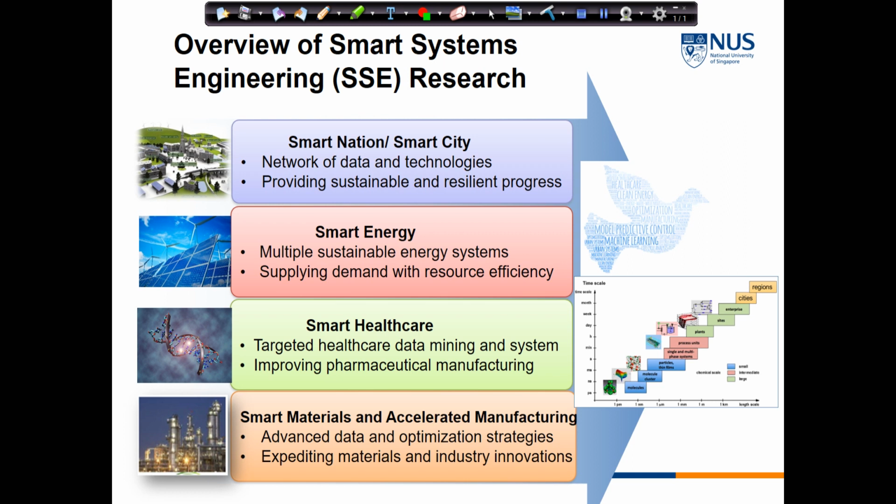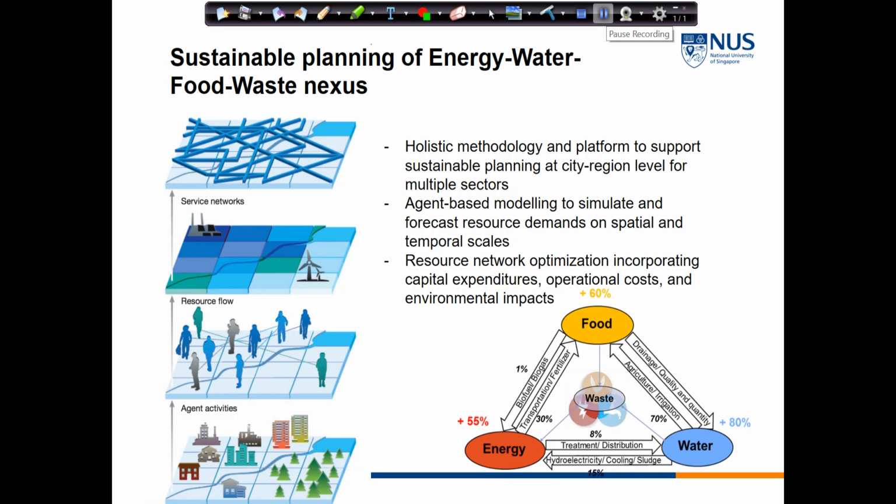So that's an overview of some of the problems we work on in the research program. If you're interested, you can also work with us on some advanced level optimization problems. For example, in smart city development, we have the sustainable planning of the energy, water, food, waste nexus. How we do that is to model the whole environmental system, natural system, through a holistic platform to support the ground level planning of multiple sectors.